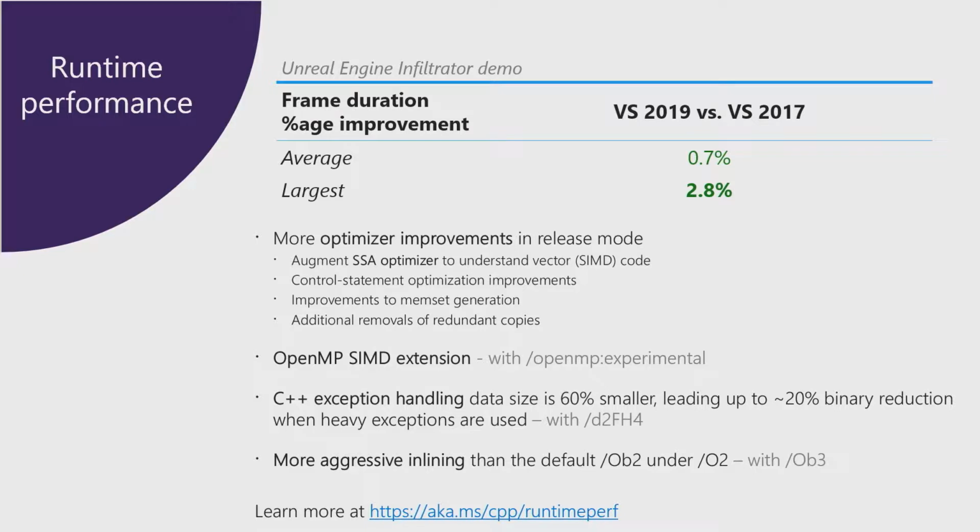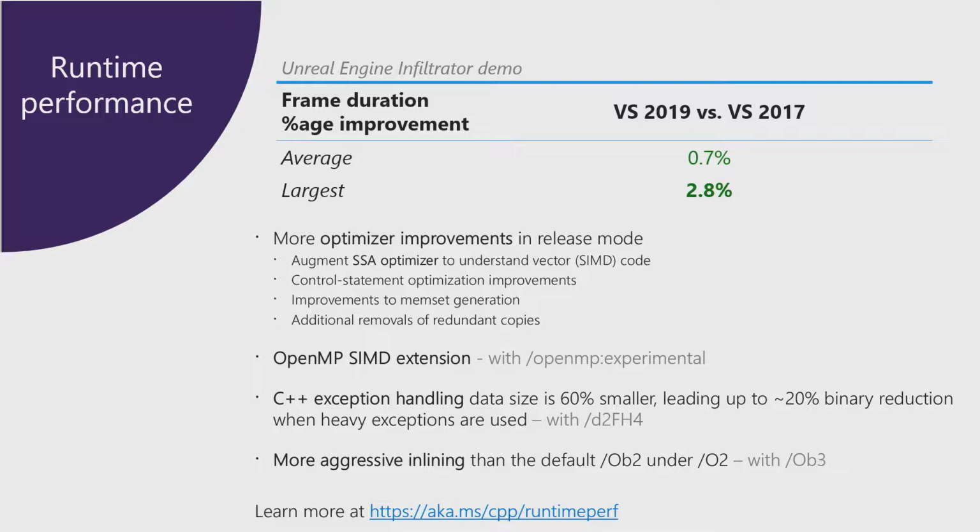Another thing that you get for free by recompiling your source code with the latest MSVC toolset is the runtime performance improvements made by the addition of new optimizations or improvements in existing optimizations. So in our internal benchmarkings, we've seen improvements of up to 2.8% by just recompiling your source code. And these are just the things you get by default.